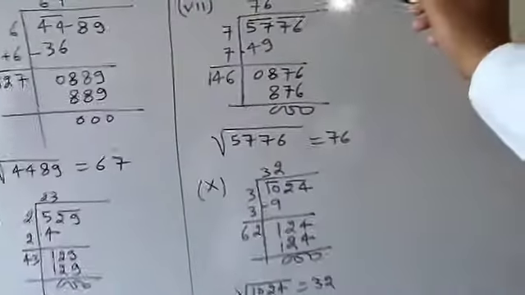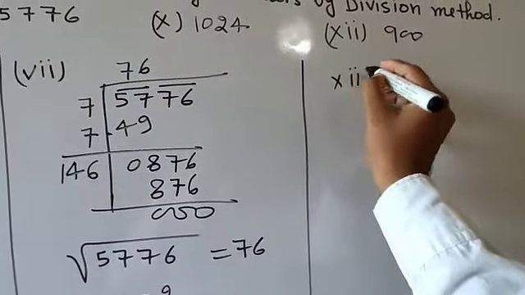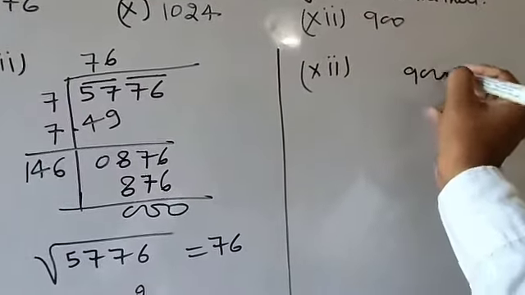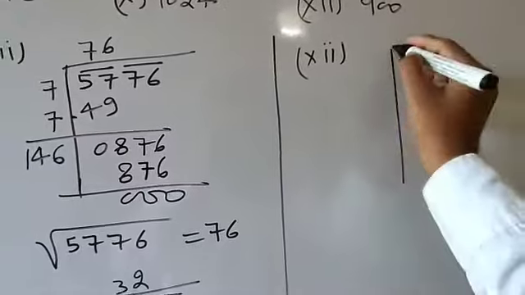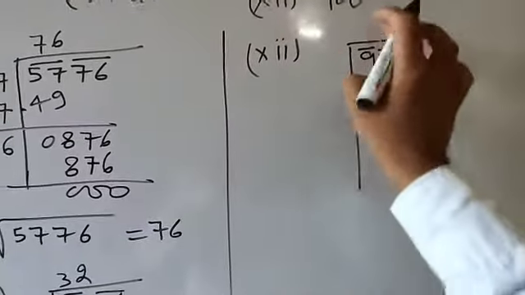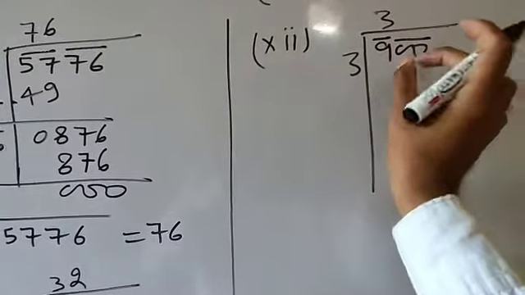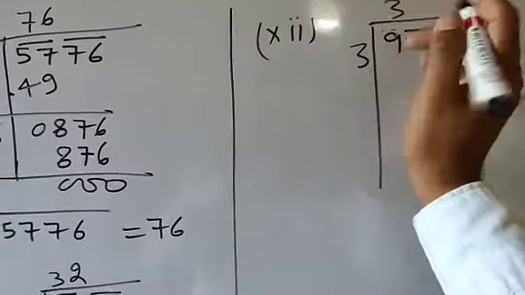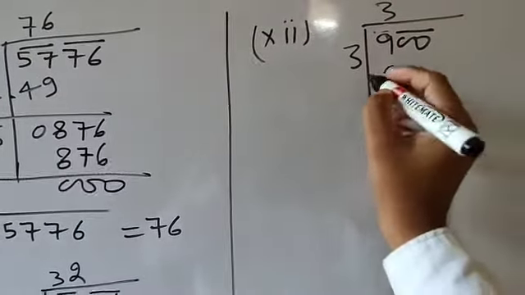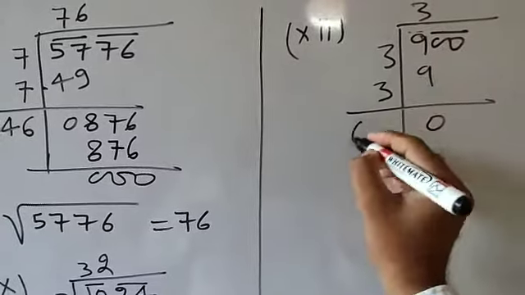Now one more part I have written, that is the 12. Here it is 900. So if you are going to make the pairing, here it is the pair. So 1 1 ja 1, 2 2 ja 4, 3 3 ja 9. So here it is the pairing, 3 3 ja 9 and 9 minus 9, 0. Then you will keep here 3, 3 plus 3, 6.